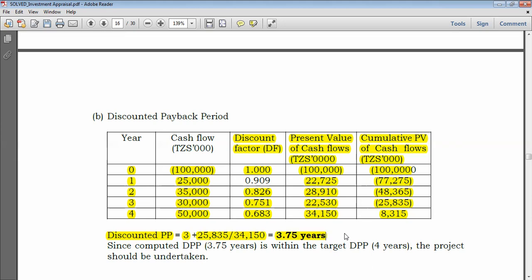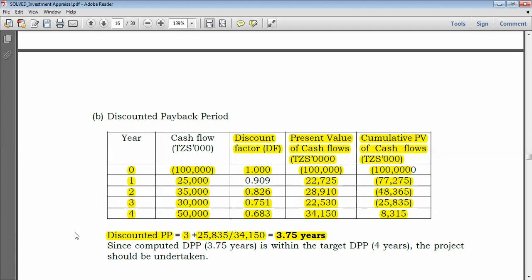Or as I explained before, how did I get this one and this one? To obtain 25,835, what we mean is discounted payback, it should be sufficient that cumulative cash flows could go to 0. From negative 25,835 to 0, the difference is 25,835. And then from negative 25,835 to 8,315, this minus this, you obtain this figure here. That's why we just plug it in here.